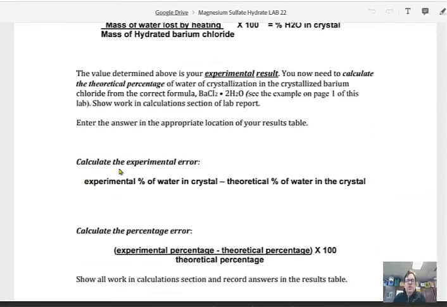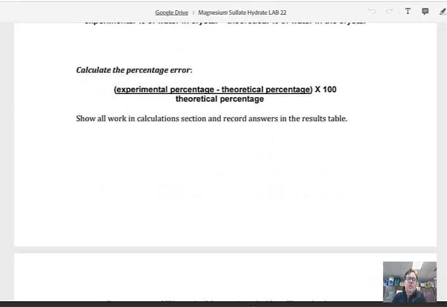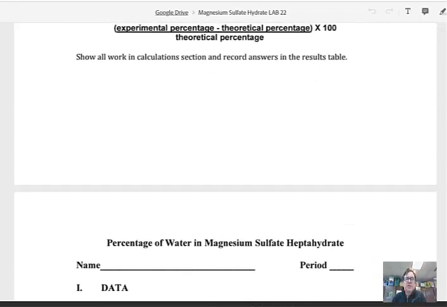And then here is your experimental error. We talked about this earlier in the year. E minus A, experimental minus accepted, or in our case now, the accepted is the theoretical percent. Your experimental is what you got in your lab. And then we can calculate percent error, which is your experimental minus theoretical, divided by the theoretical, times 100. So that's the percent error. And then you're also going to, I believe, calculate the percent yield.